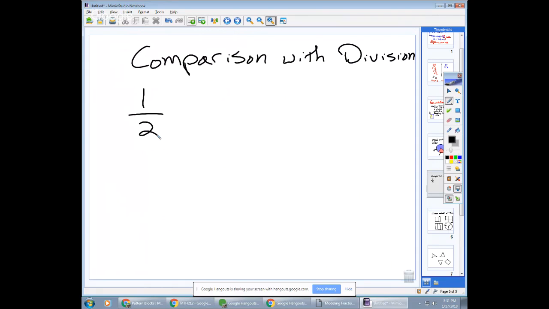So 1/2 is often written like that. It can also be written with a slash instead of that horizontal bar. And that's the same thing as 1 with this crazy symbol here, divided by 2. So we have different ways to write it.